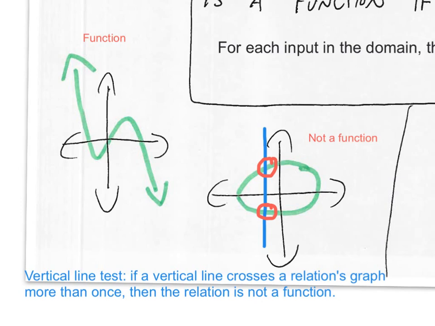How could you convince yourself? Pretend the blue line is x equals -1. So we could maybe have coordinate points at (-1, +1) and (-1, -1). Now you can clearly see that the input of -1 has two different outputs, making it not a function.